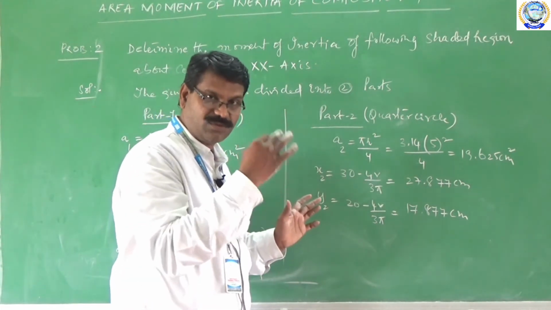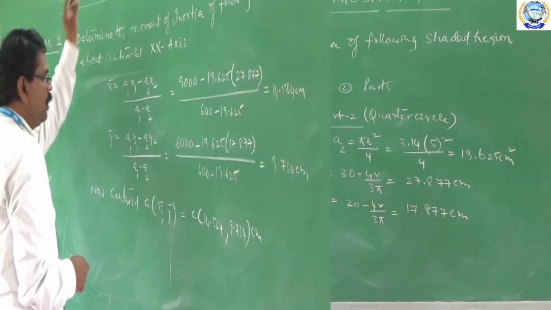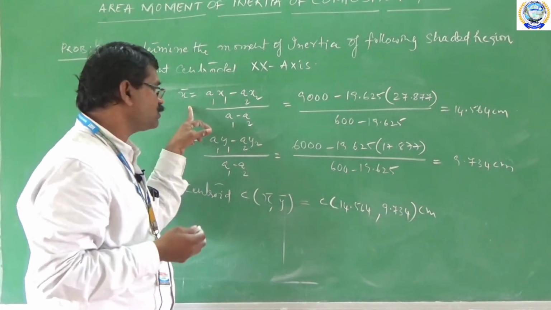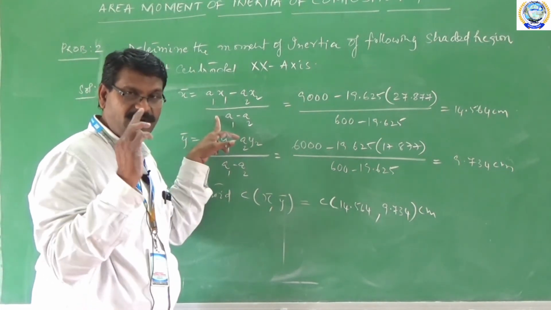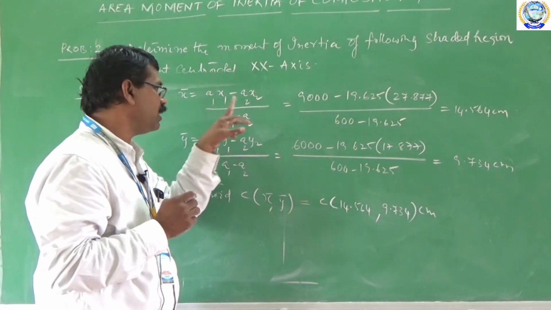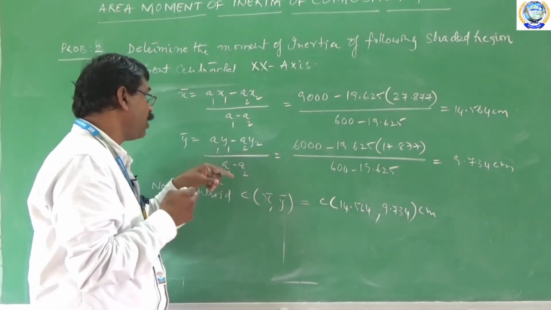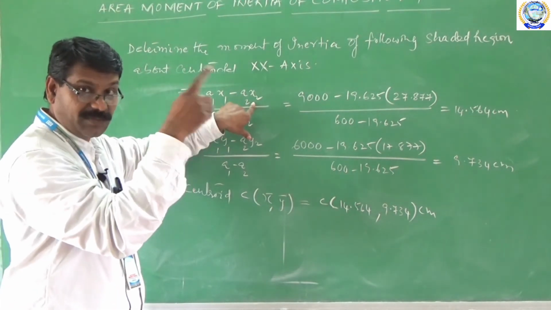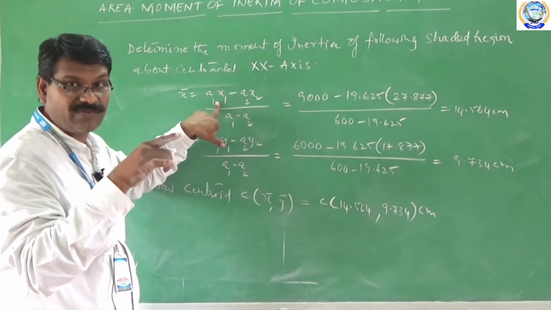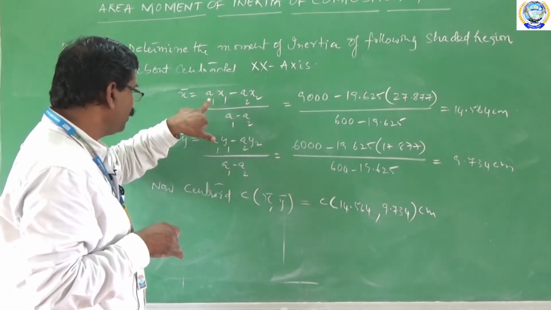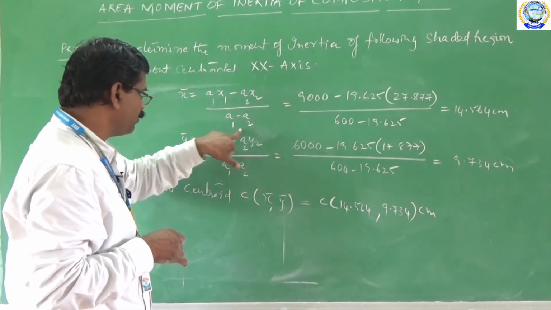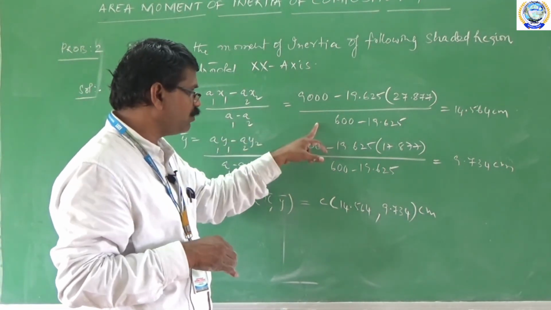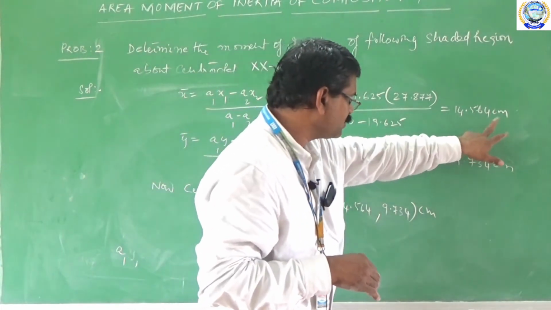Bring both of them and substitute in the formula of x bar. Now, we need to find the x bar coordinate by the use of A1 x1 and A2 x2. But in this particular formula, the shaded region consists of a positive region and the remaining portion is a negative region. That is why we will subtract the A2 x2 portion belonging to the quarter circle from the rectangle, that is x bar is equal to A1 x1 minus A2 x2 whole by A1 minus A2, and bring all the values of A1 x1, A2 x2 and A1, A2 into this formula. We will get 14.564 centimeters.